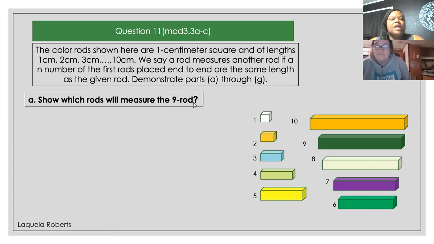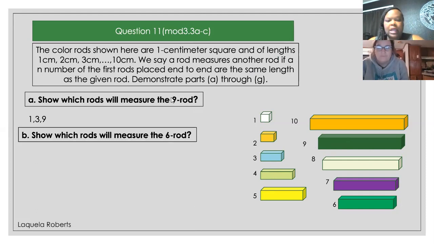All right. So we're going to show which rods will measure the 9 rod. As you see, the 9 rod is here. So we're going to do 1 times 9 is 9, and 3 times 3 is 9. So that's our 9 rod. Now show which rods will measure the 6 rod. Our 6 is here. So 1 times 6 is 6, and 2 times 3 is 6. So we got 1, 2, 3, and 6.